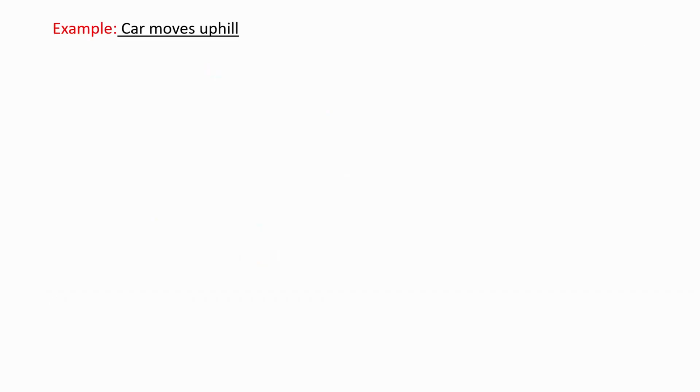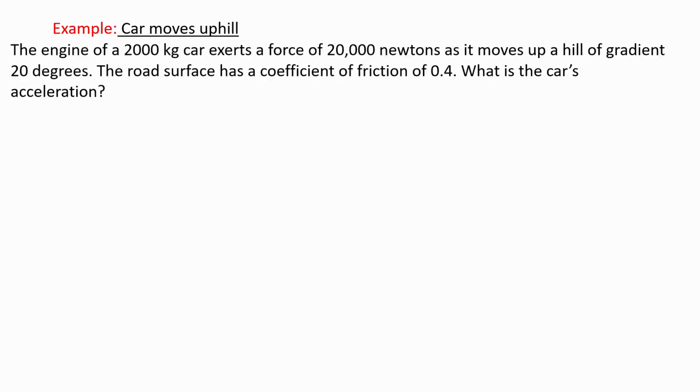Let's try an actual example. In this case, we will look at the case where the car is moving uphill. Let's suppose we have a car of mass 2,000 kilograms and the engine exerts a force of 20,000 newtons as the car moves up the hill, and the hill has a gradient of 20 degrees. We are also told that the road surface, which is rough, has a coefficient of friction of 0.4. By the way, coefficient of friction is dimensionless. And from that, we will establish the acceleration of the car.